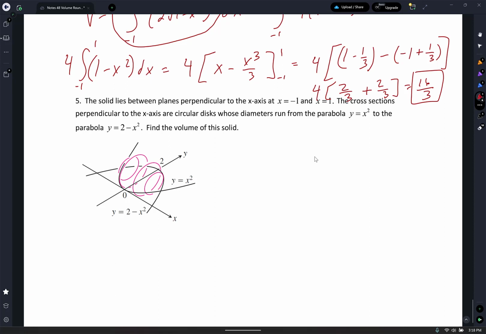The solid lies between planes perpendicular to the x-axis at -1 and 1. The cross-sections perpendicular to the x-axis are circular discs whose diameters run across from the parabola y equals x squared to the parabola y equals 2 minus x squared. So let me draw it in 2 dimensions. It's already there, and they tried to make it look 3-dimensional. Here's how it looks in 2 dimensions.